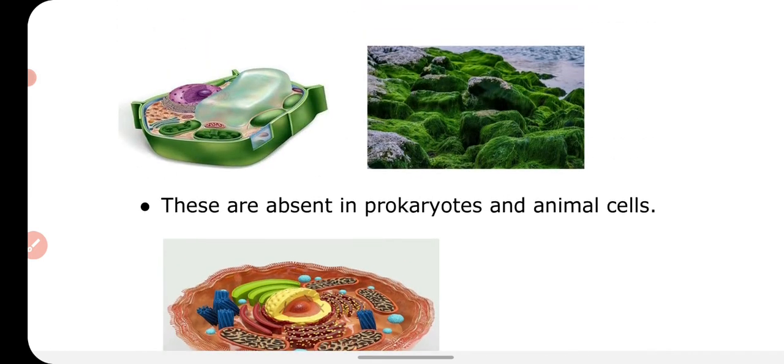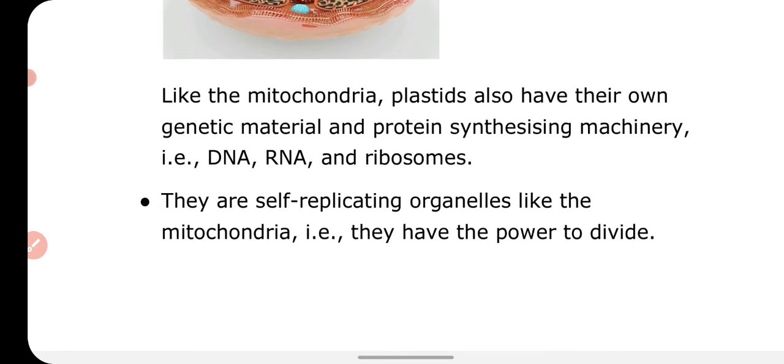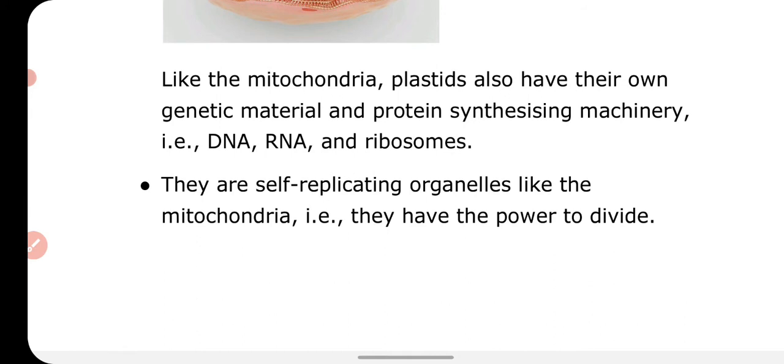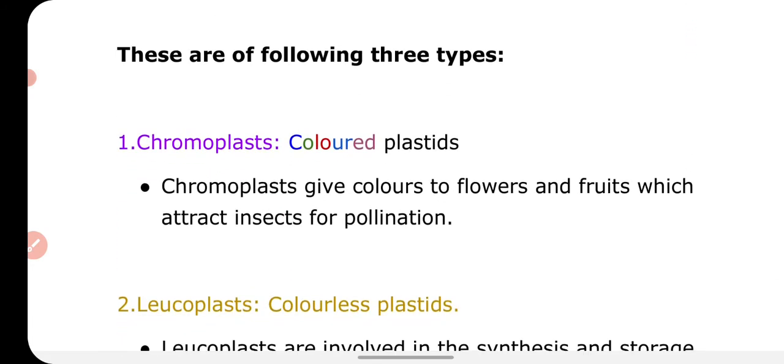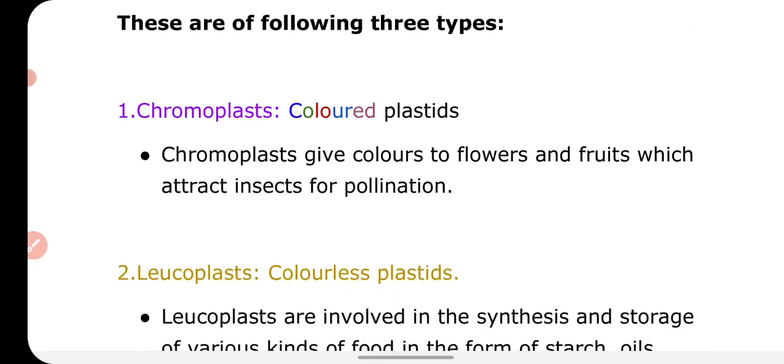आपने माइटोकॉन्ड्रिया में पढ़ा होगा कि माइटोकॉन्ड्रिया के पास अपना डीएनए और राइबोसोम होता है, जिसके through वो प्रोटीन सिंथेसिस कर सकते हैं, and they are self-replicating too. वो एक माइटोकॉन्ड्रिया multiply करके और ज़्यादा माइटोकॉन्ड्रिया बना सकता है. Likewise plastids can also replicate, they can also multiply, and they can increase their number in the cell. And there are three types of plastids present in the plant cell.